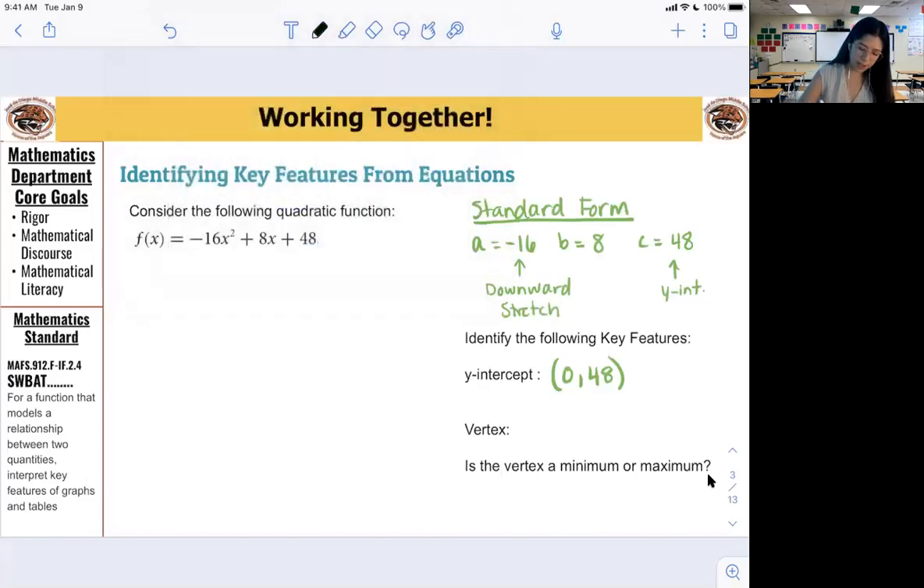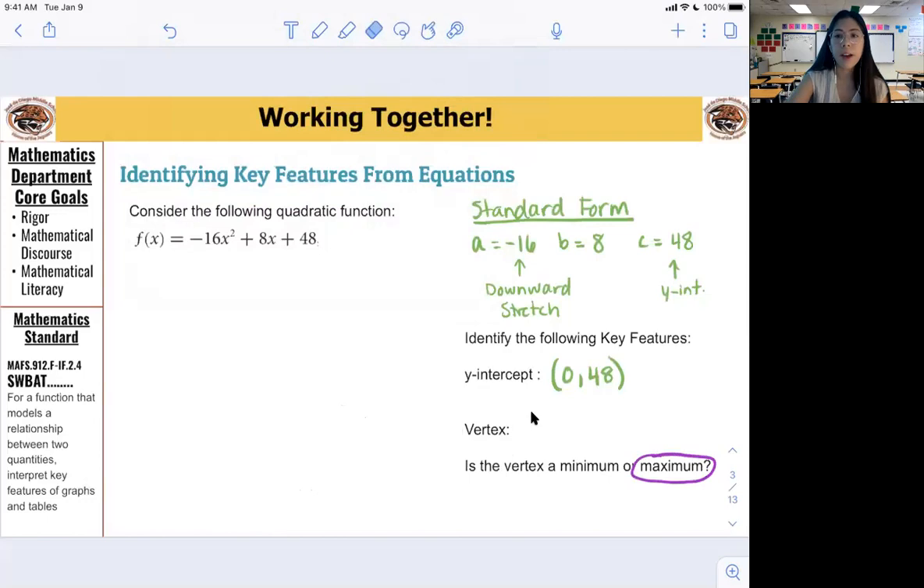You can draw a little sketch of what you know the graph is going to look like. It's going to go downward like this. And wherever the vertex is, it's going to be a maximum point, the tippity top. So it's a maximum. But now we can figure out where the vertex is located.